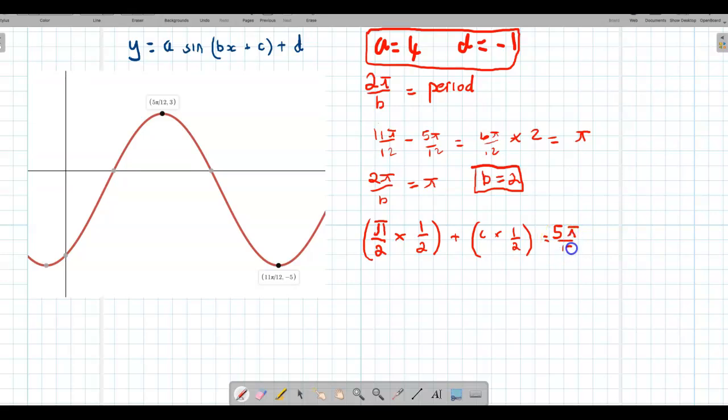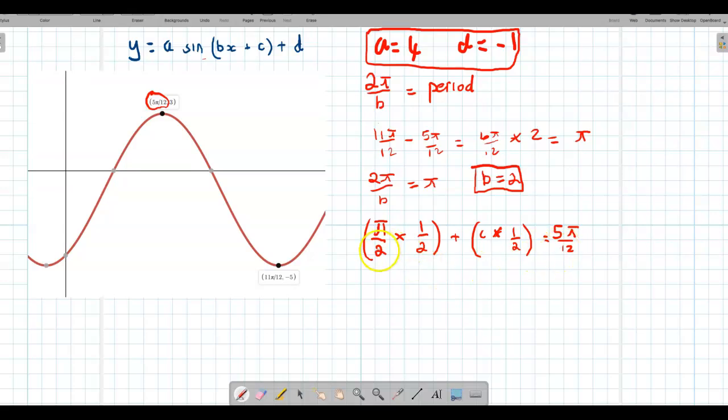And I'm just going to go through that again so we're sure about this. Pi over 2, where did I get that from? That's normally the highest point on a sine curve before I start manipulating it, the maximum. Times it by a half, 1 over B, got the B from the period. The C number is also multiplied by 1 over B because it's also affected by this B, and it equals the new high number that I've got here, which is 5 pi over 12.